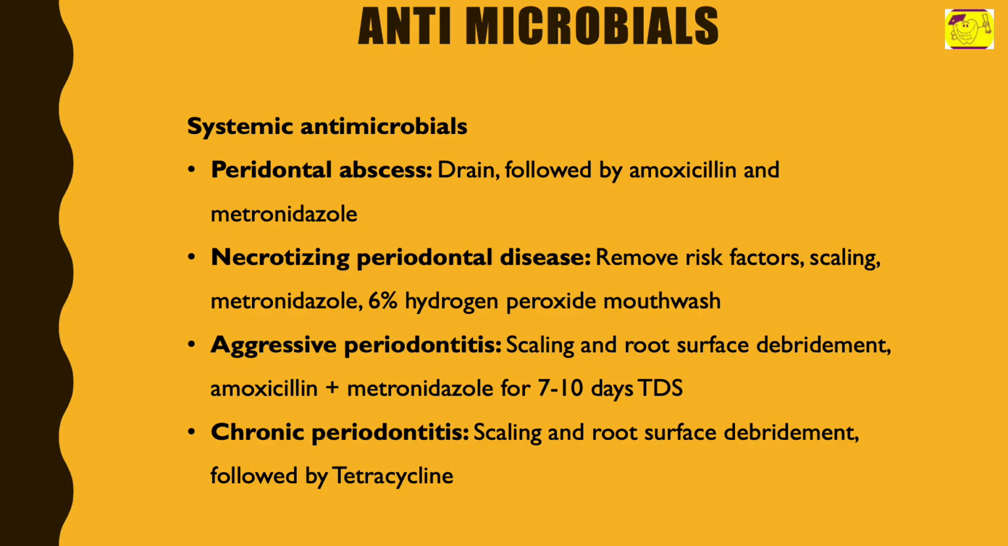For the treatment of aggressive periodontitis, which is not necessarily related to the presence of plaque and calculus, you will have to start with a complete scaling and root surface debridement along with the prescription of amoxicillin and metronidazole for 7 to 10 days, 3 times a day. For the treatment of chronic periodontitis, it includes scaling and root surface debridement along with the prescription of tetracycline.